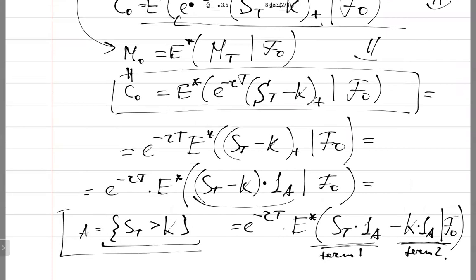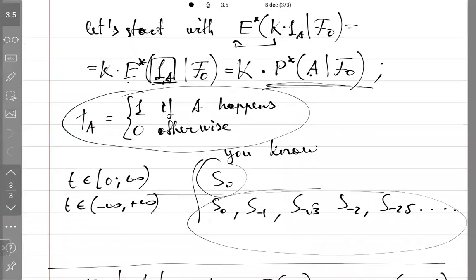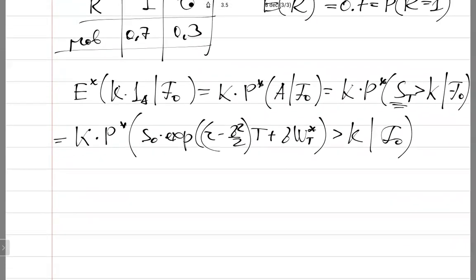A is just a shorthand, so as not to write the indicator of S_T greater than K, I just write the indicator of A. A is the case when the final option price is strictly positive. Okay, let's go on. The only random variable here is W_T star.